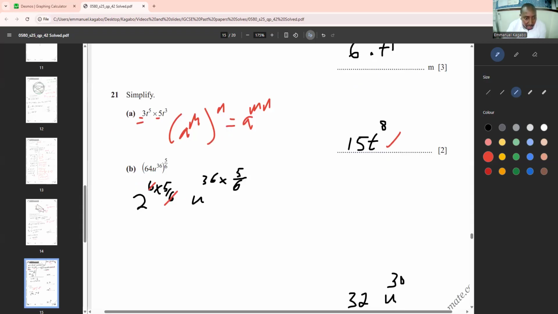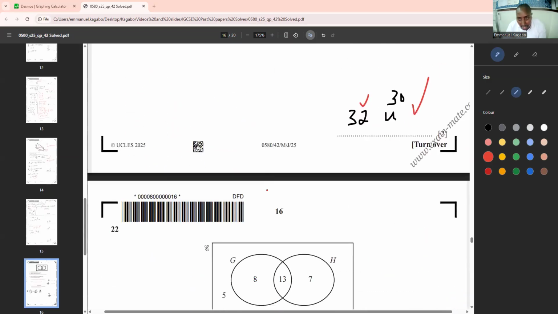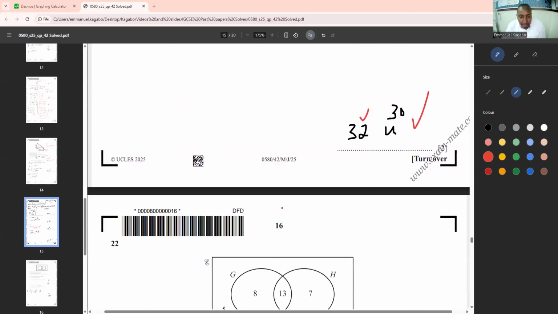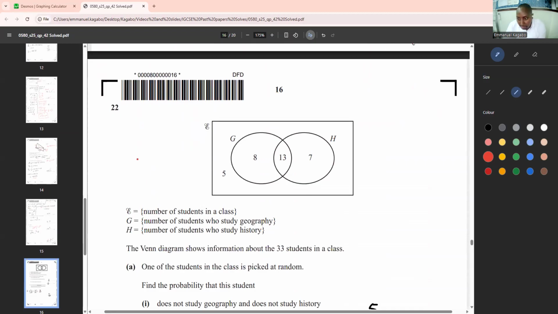So this cancels out with that. I'll get 2 power 5, which is 32. And then this one and this gives me 6. 6 times 5 gives me 32. That is my final answer. Okay? I hope you understand that. Good. 22.